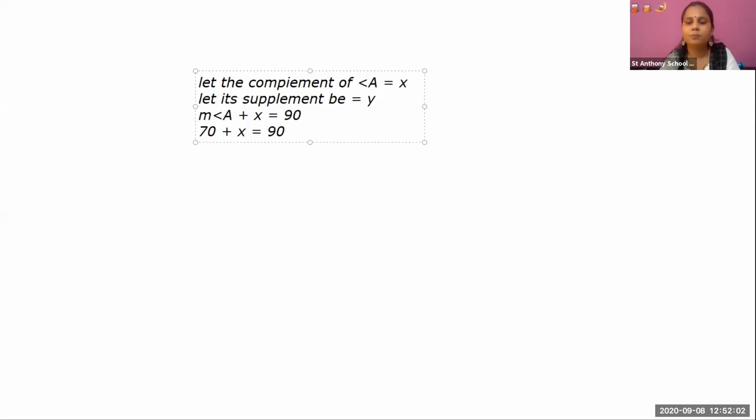Now the value of x we have to find out. We don't want this 70 with x, so we'll shift it to the right hand side. So x is equal to 90 minus 70. Why did we do minus 70? Because this 70 is in plus form, and when it shifts to the right hand side, it becomes minus. 90 minus 70 is 20. So we got the value of x is equal to 20.